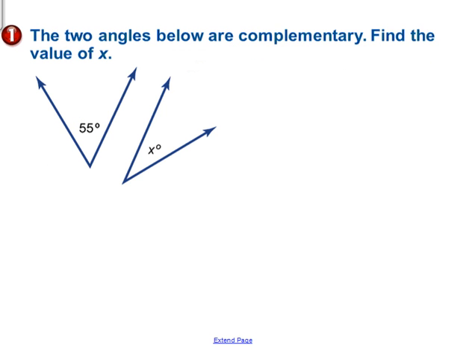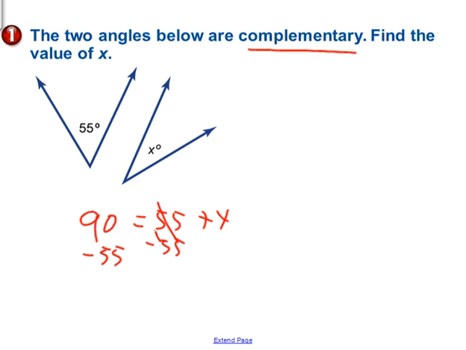Here are two angles that are complementary. Remember that complementary means that they add up to be 90. So 90 is equal to 55 plus x, the measure of angle x. Subtract 55 from both sides. These, of course, cancel out, leaving just x, and x then would be equal to 35 degrees.